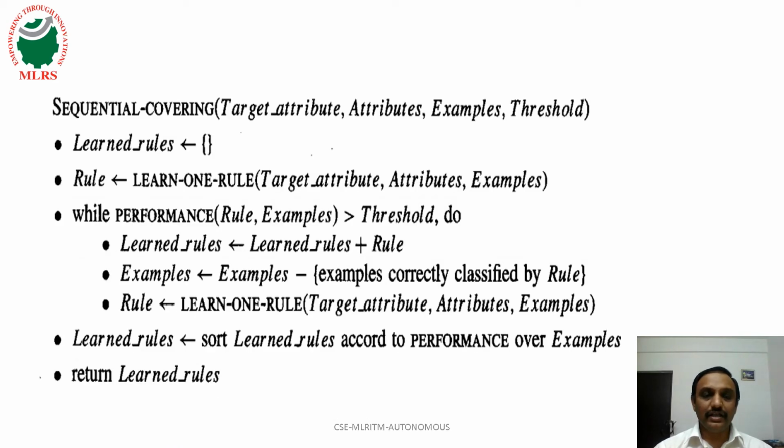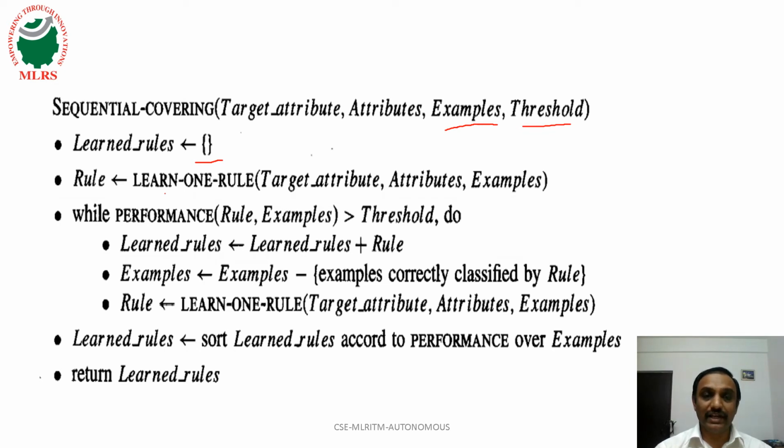This is the algorithm for sequential covering. In sequential covering, we are giving examples as one input and a threshold value as another input, along with attributes and target attribute. First, we are taking learned rules. In the sequential covering algorithm, we are learning many rules. First, we are taking the learned rules as the empty set. In each iteration, we have to learn one rule.